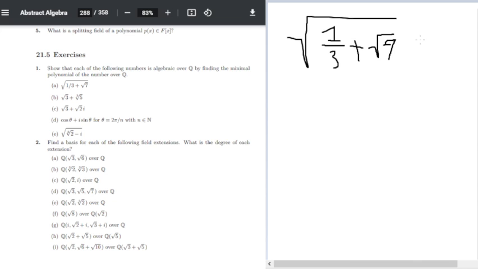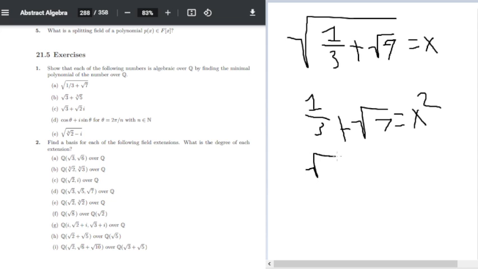So we want this to be equal to x, right? So we get that 1/3 plus square root of 7 is equal to x squared. Also, we're doing it over Q. So we need to subtract to get square root of 7 is equal to x squared minus 1/3. To get 7 is equal to x to the 4th.